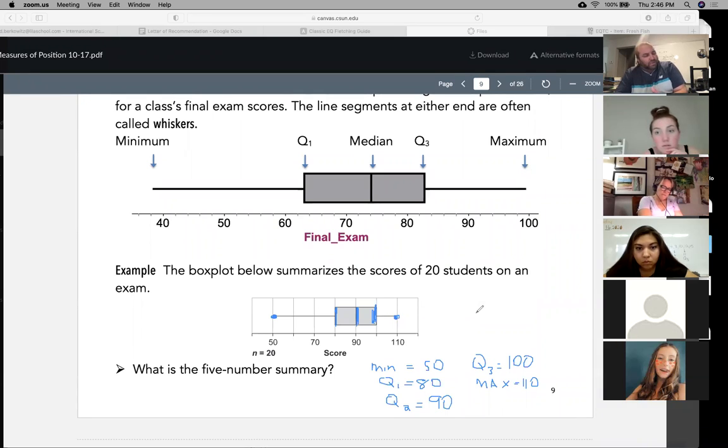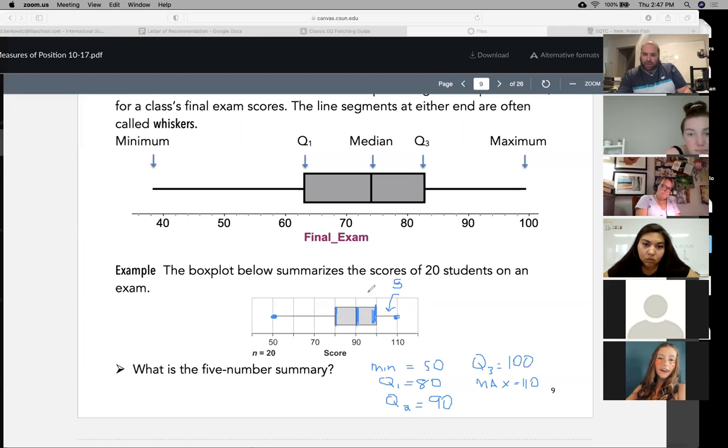75. How much? I couldn't hear the first word. 75. No, not 75. Okay, I was kidding. How many students scored between 100 and 110? 25. Excellent. Every portion is 25% of the data. So above 100 to 110, 5 students fell in that section.